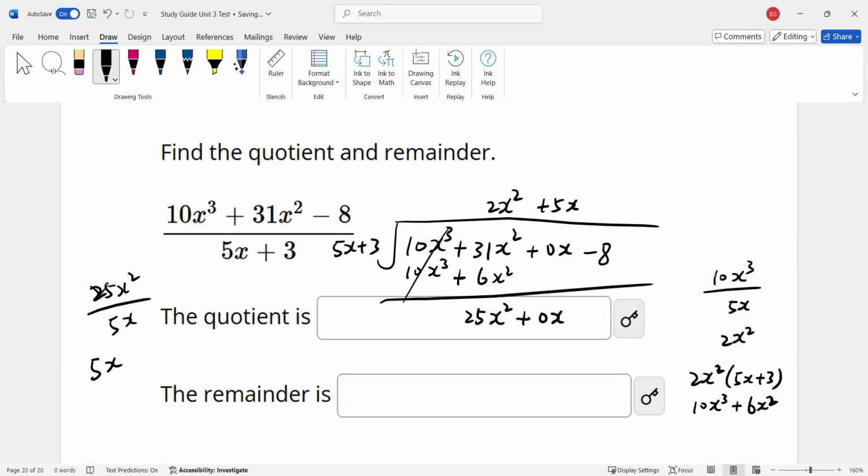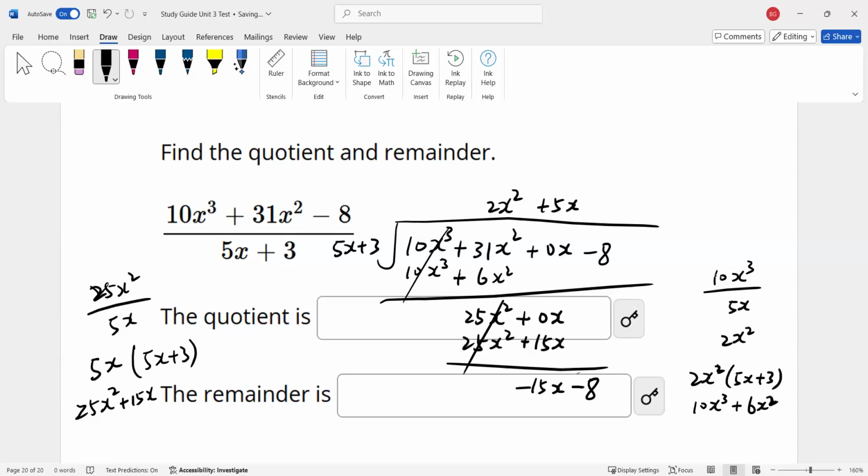Multiply 5x by the divisor 5x plus 3. Distribute: 25x squared plus 15x. Subtract, then those two cancel. 0 minus 15, negative 15x. Bring down the next term, negative 8. And repeat the process. Divide the negative 15x over the leading term of the divisor, which is 5x. The quotient is negative 3. We put a negative 3 right here.